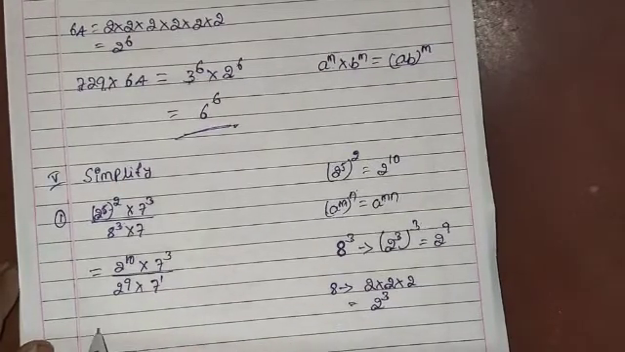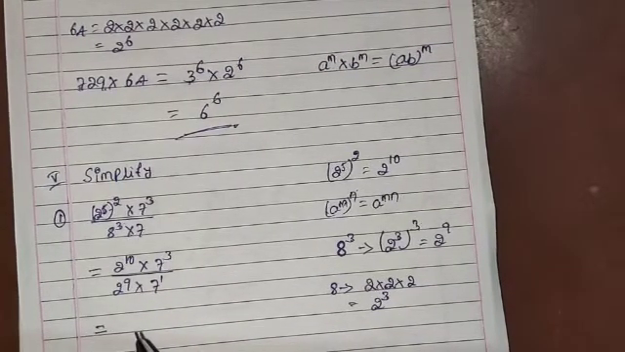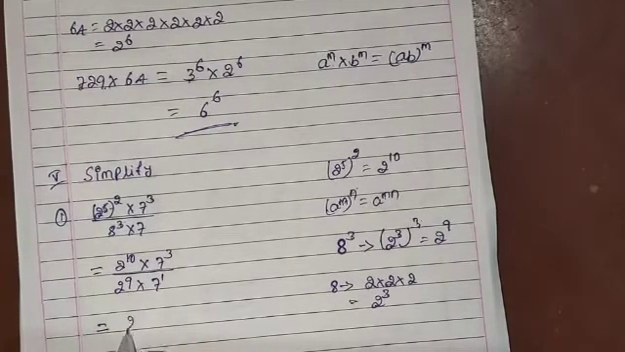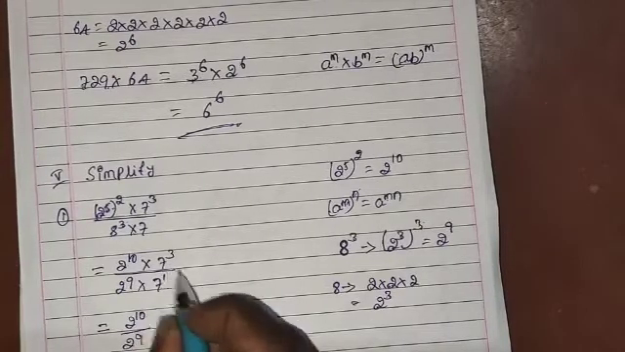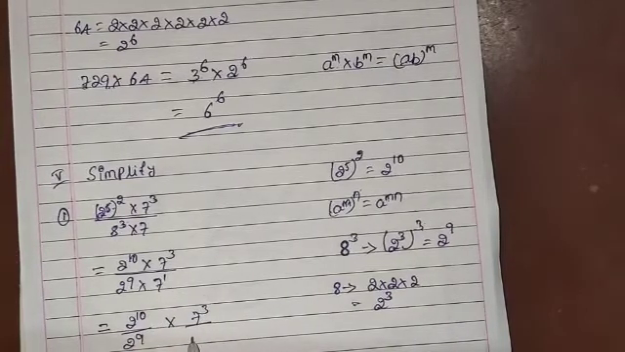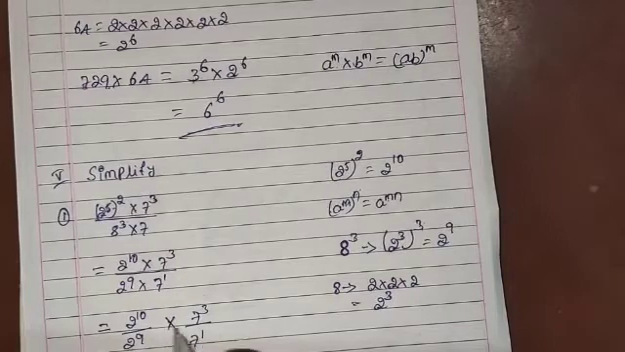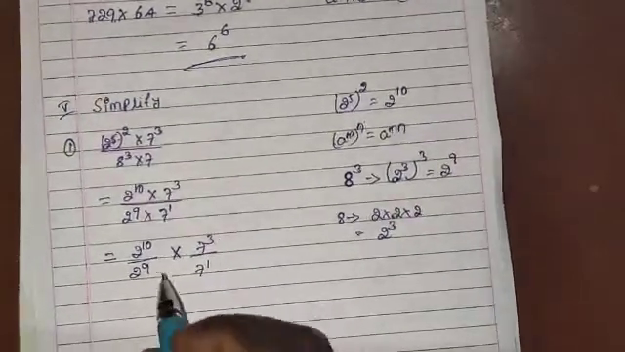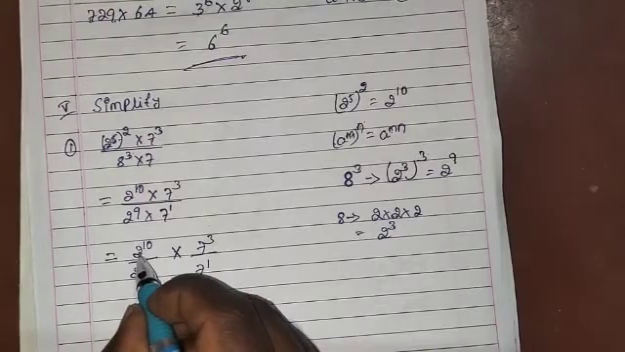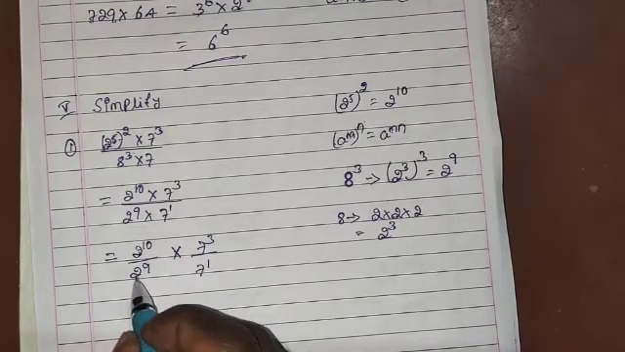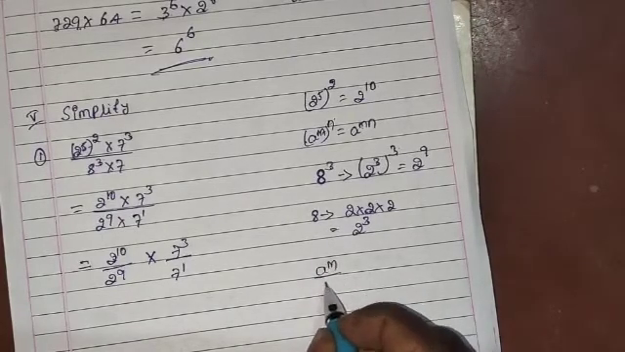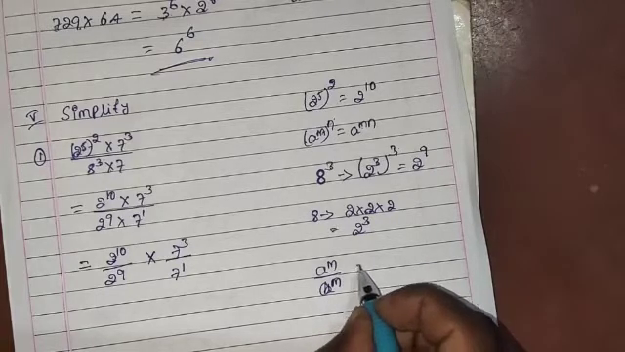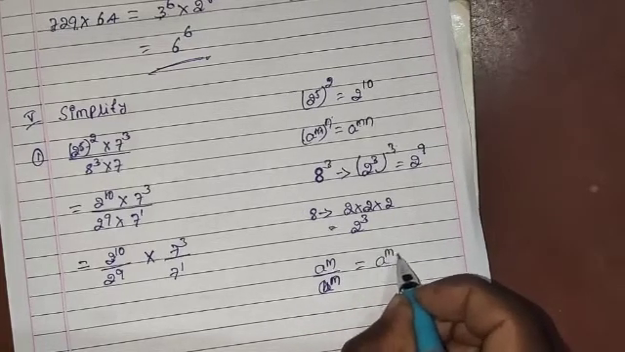Now we have to separate this: 2 to the power of 10 divided by 2 to the power of 9, into 7 to the power of 3 divided by 7 to the power of 1. We can write it like this also. In the numerator and denominator we have the same base but different exponents. This is in the form of a to the power of m divided by a to the power of n, which is equal to a to the power of m minus n.